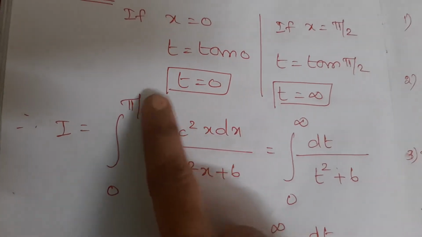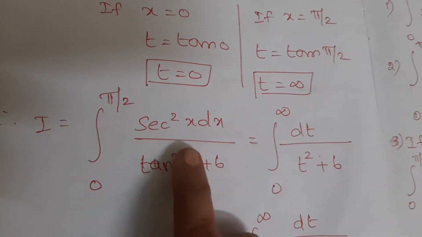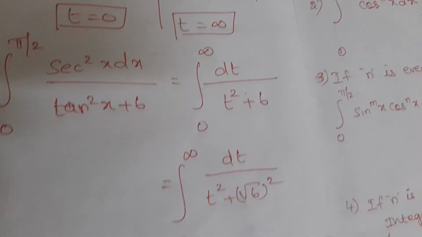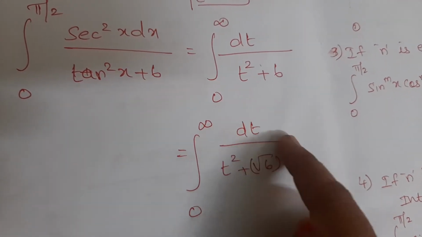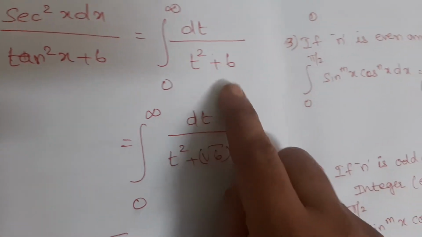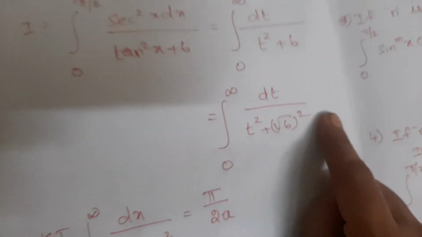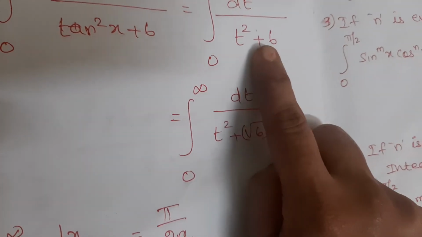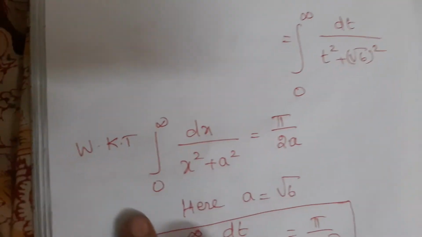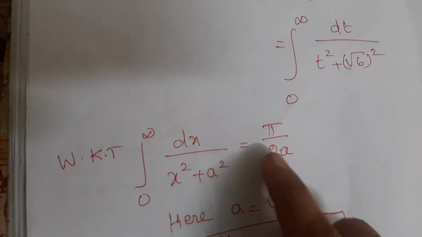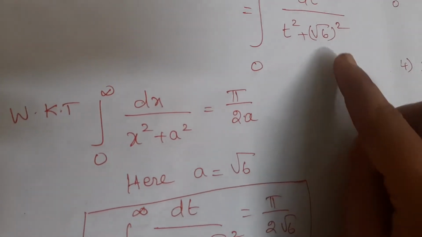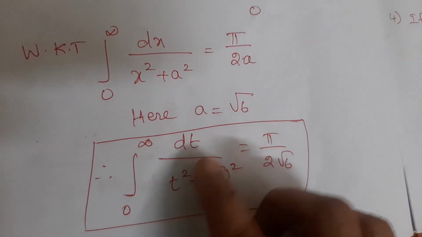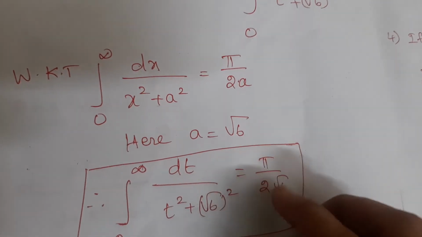So this integration 0 to pi by 2 secant square x dx by tan square x plus 6 will become 0 to infinity dt by t square plus 6. This 6 can be written as root 6 whole square, because I want to write this in the form of x square plus a square. We know that 0 to infinity dx by x square plus a square is equal to pi by 2a. Here a is equal to root 6. So directly I can substitute: 0 to infinity dt by t square plus root 6 whole square is equal to pi by 2 root 6.